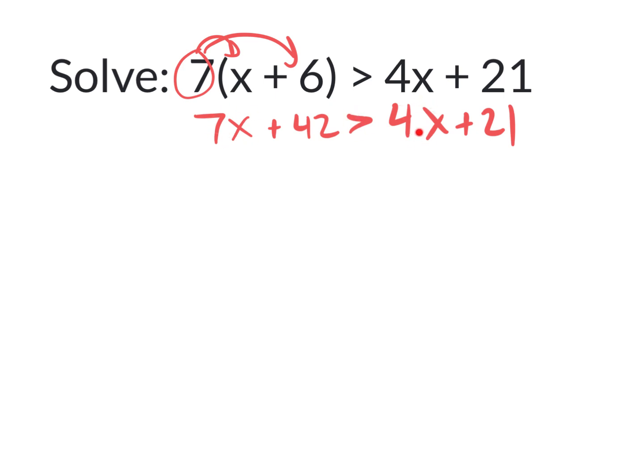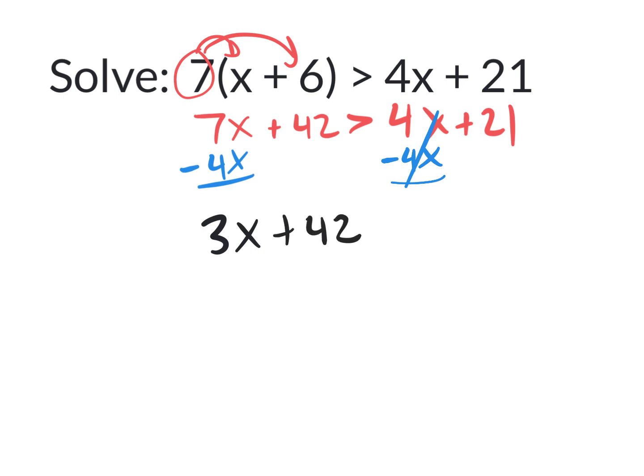So I'm going to move this 4x over here. I need to get rid of that 4x. So I get rid of that 4x by subtracting 4x. What I do to one side, I do to the other side. Subtract 4x. 7x take away 4x is 3x. Bring down the plus 42. Bring down the greater than symbol. Bring down the 21. All we need to do is 2 more steps.